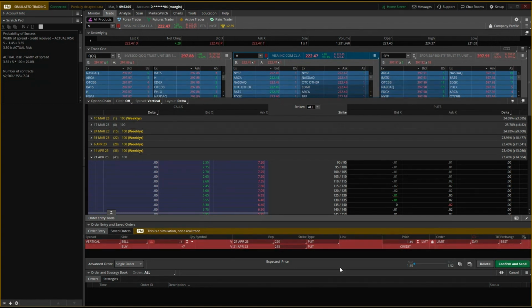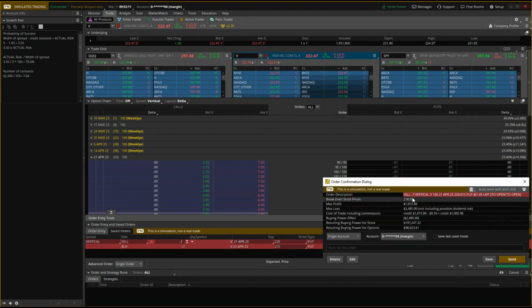Now let's take a look again at the numbers here. So I'm going to click on confirm and send. So again, we have the break even. Here's our max profit, and you can see there the actual number is not going to be exactly 2,500, but it's going to be pretty close here. You did have 7.04 contracts, so that's where the difference comes in.